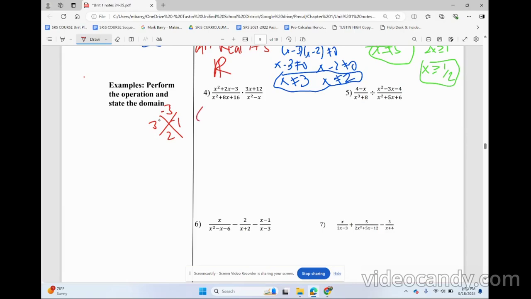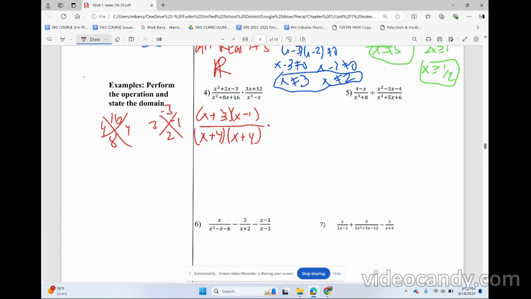Nothing in front of the x squared there, so I can just do the shortcut and call this x plus 3 times x minus 1. And then on bottom here, I need to think of two numbers that multiply to 16 and add to 8, so that would be 4 and 4. Once again, nothing in front of the x squared, so I can just use the shortcut there and say x plus 4, x plus 4.